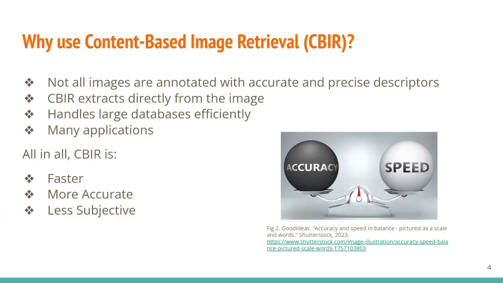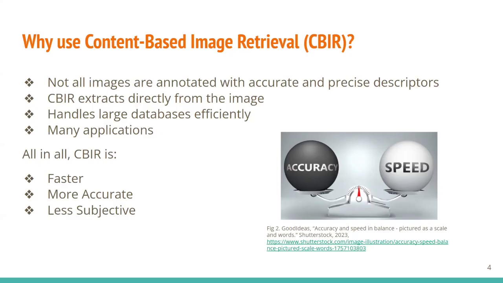So utilizing CBIR helps because it can be more accurate and faster. Instead of searching for this specific tree or this specific animal, it will look at the image and compare it against its database to find all the images that are similar to it.